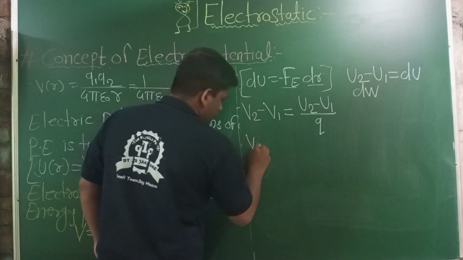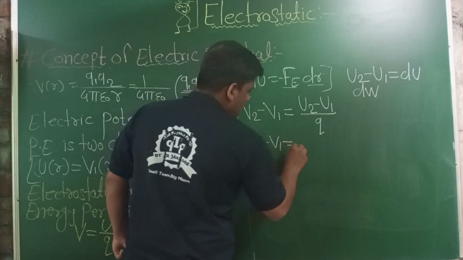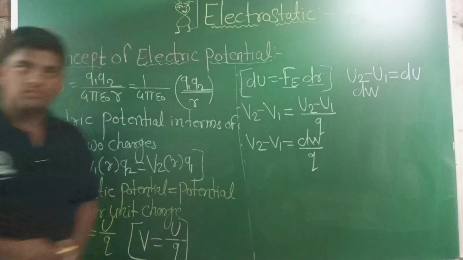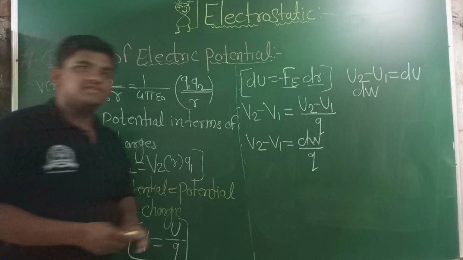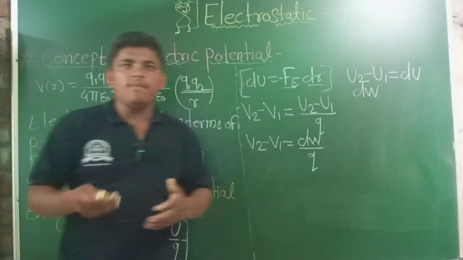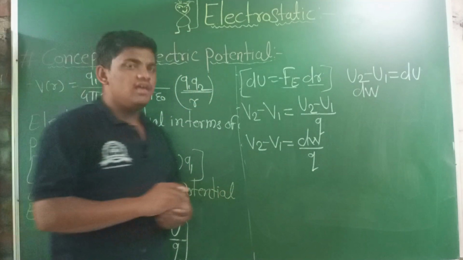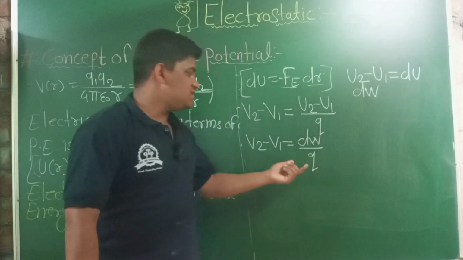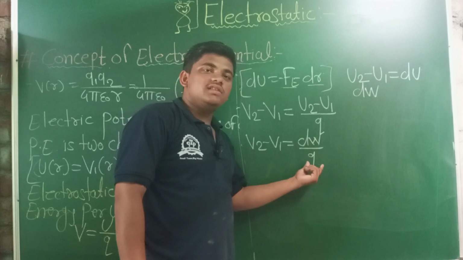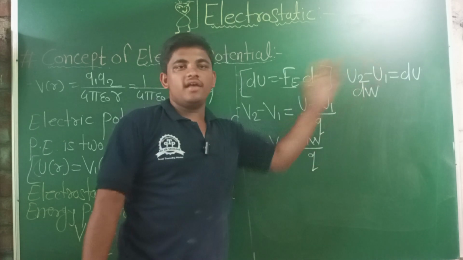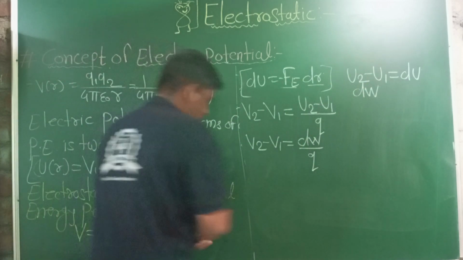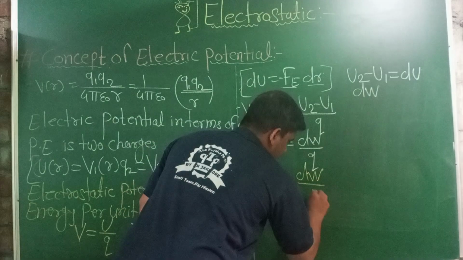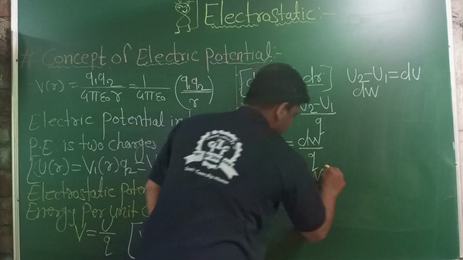Then V2 minus V1 is equal to dW divided by q. The definition is: the electric potential at any point in the electric field is equal to the work done against the field in bringing a unit charge to that place in the electric field. Then dV is equal to dW divided by q. This is the most important.